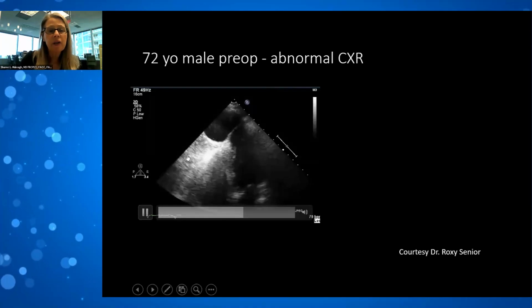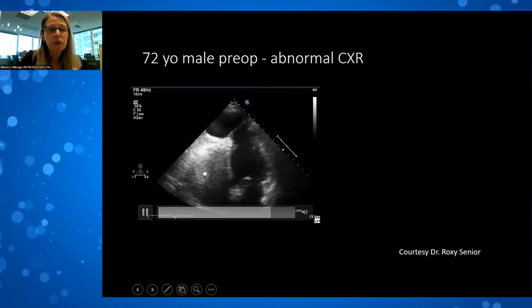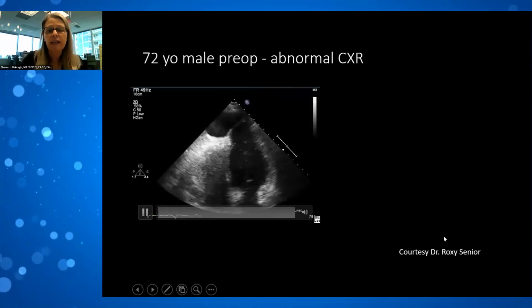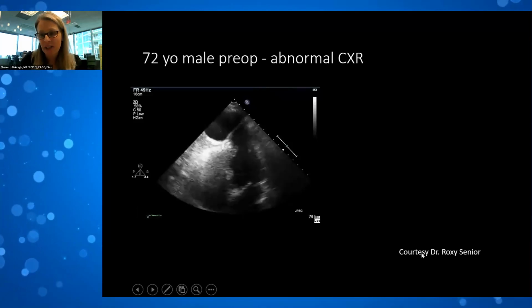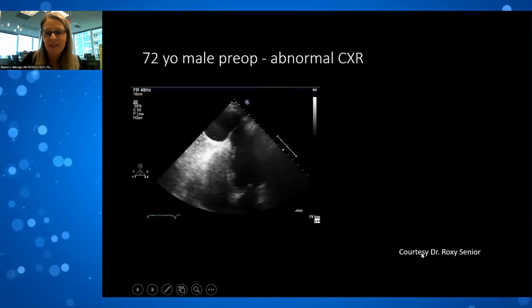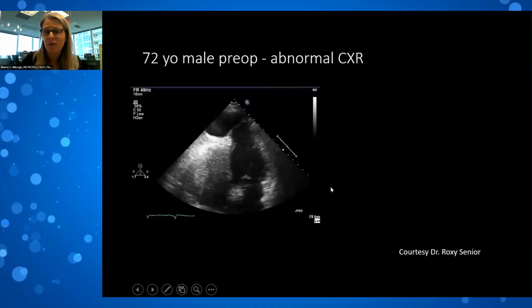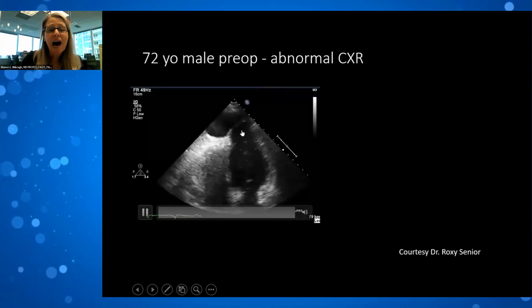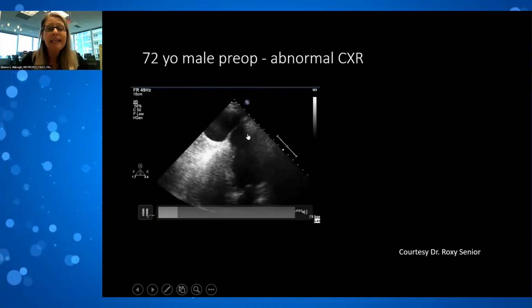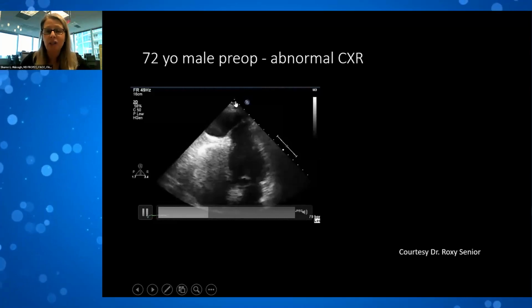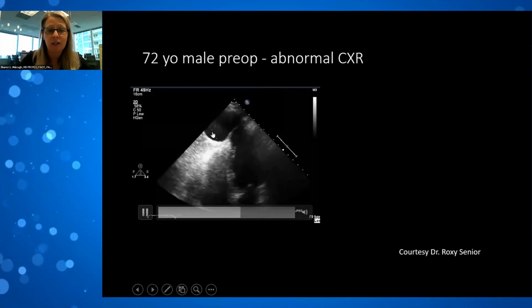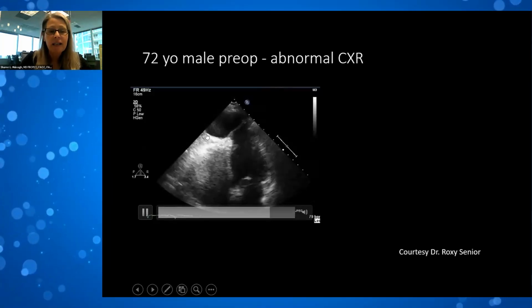Here's another apical abnormality. A 72-year-old male presented, and this is a case that Roxy Sr. in the UK shared with me many years ago, but it's probably the best case that I've really seen, so I still like to use it. This patient came with an incidental finding on his chest x-ray of a mass adjacent to his heart. And that mass is clearly seen here.